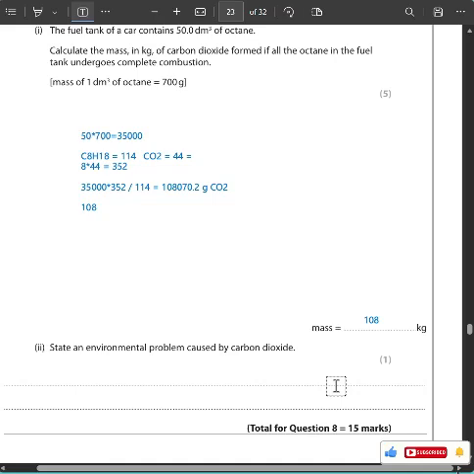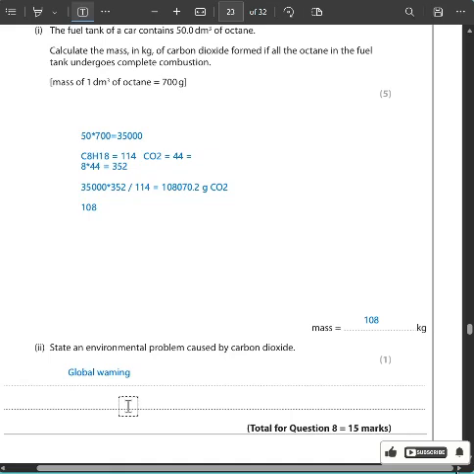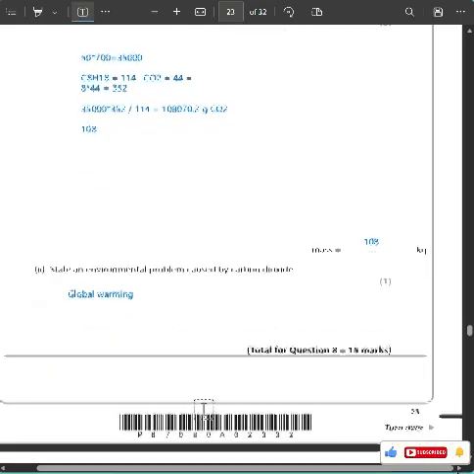The next question: an environmental problem caused by carbon dioxide is global warming. Most students write an incorrect answer here. Most of them write greenhouse effect, but it's not correct because carbon dioxide is not a greenhouse gas. Okay, please learn it.